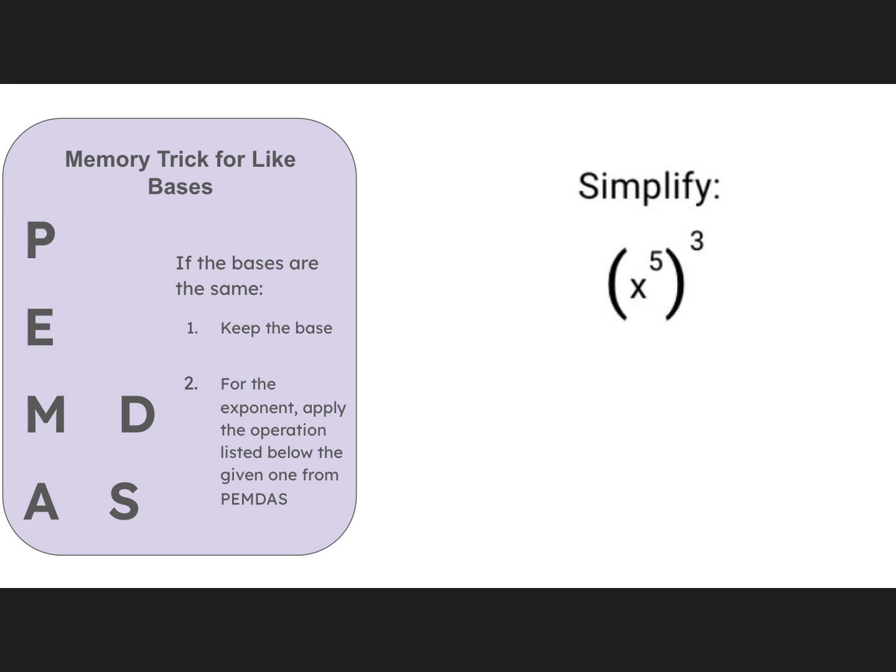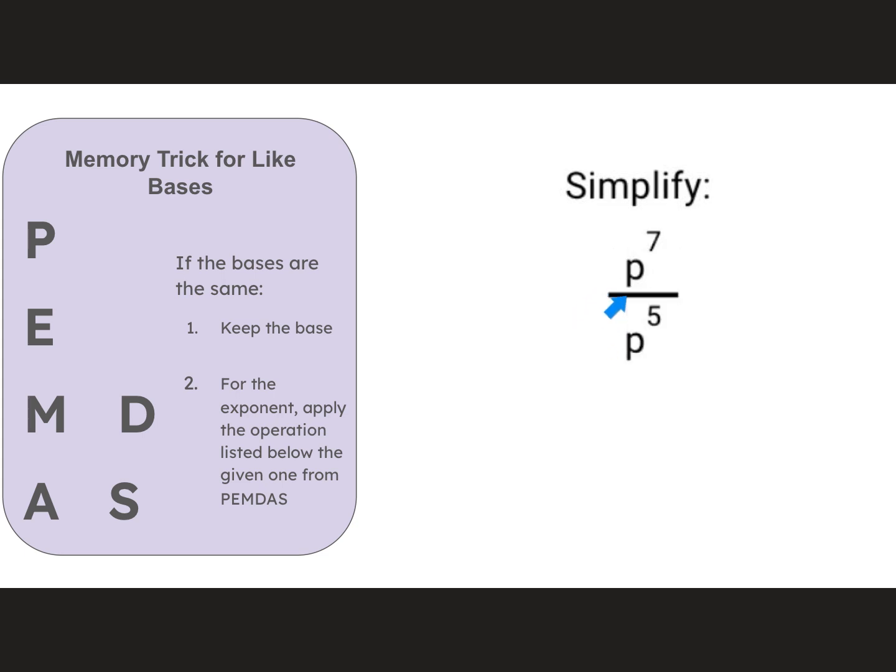The next one, I have x to the 5th raised to the 3rd. So that's an exponent to another exponent. That's right here. So since I have like bases, first I keep the base, and then, since I'm at exponent, I drop 1. I'm going to multiply my base 5 times 3 to get 15.